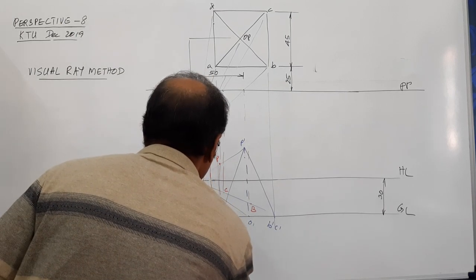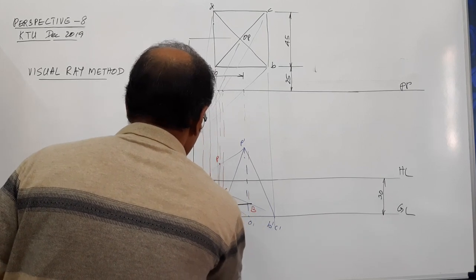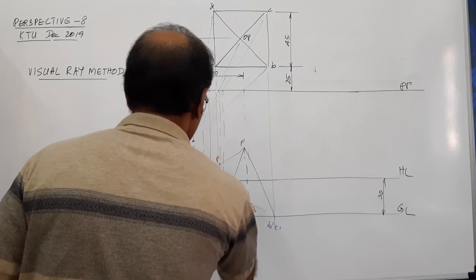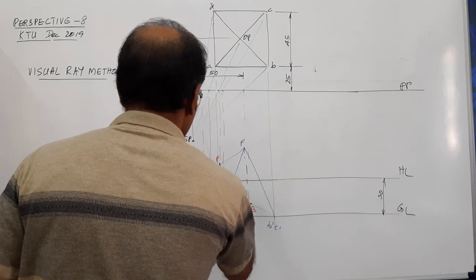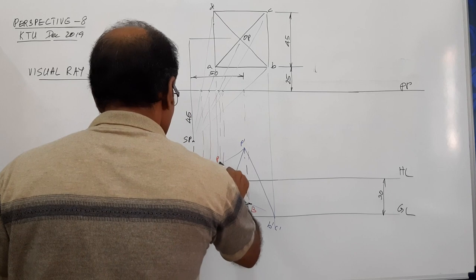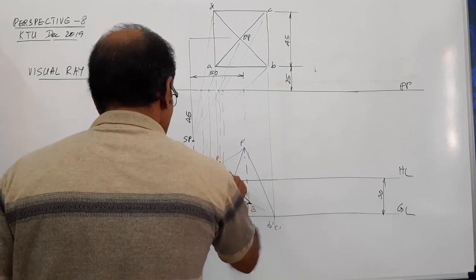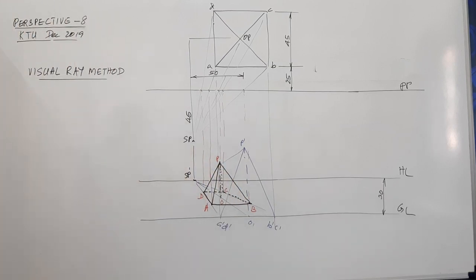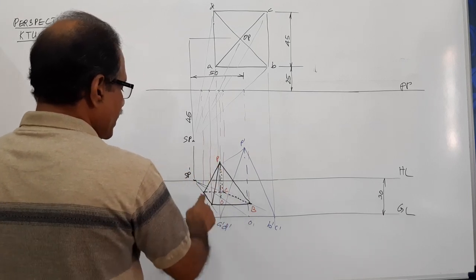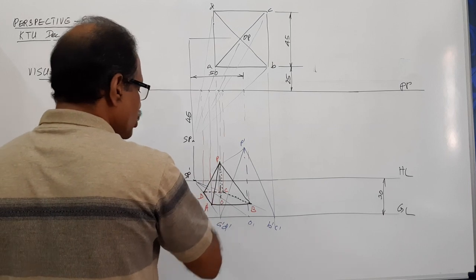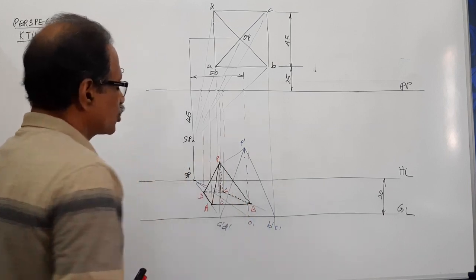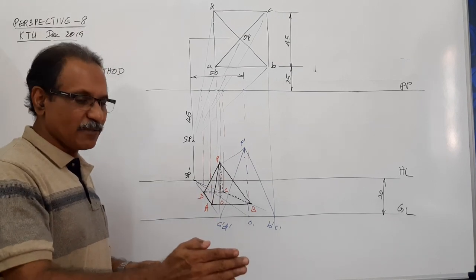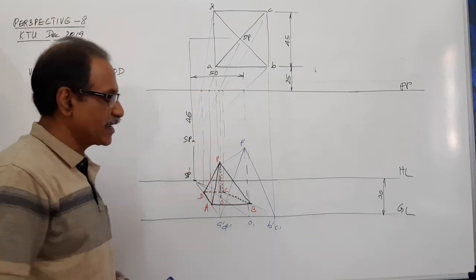I am using black ink here. This is the pyramid, A, B, C, D, O, P. AB is firm, AD is firm, CD is dotted, DB, CB is dotted, and CP also is dotted. This is a square pyramid resting on its base in such a way that the side AB is some distance behind the picture plane, 25 mm behind the picture plane.